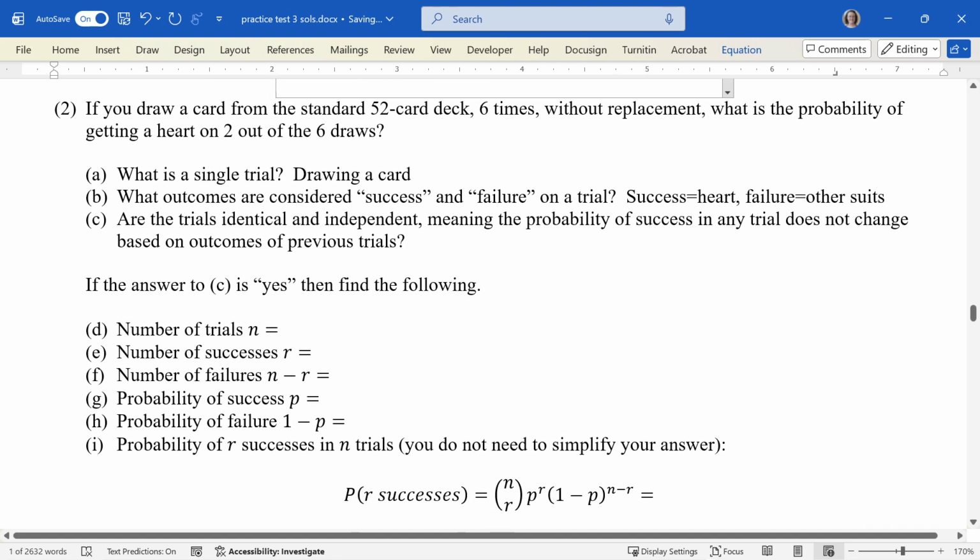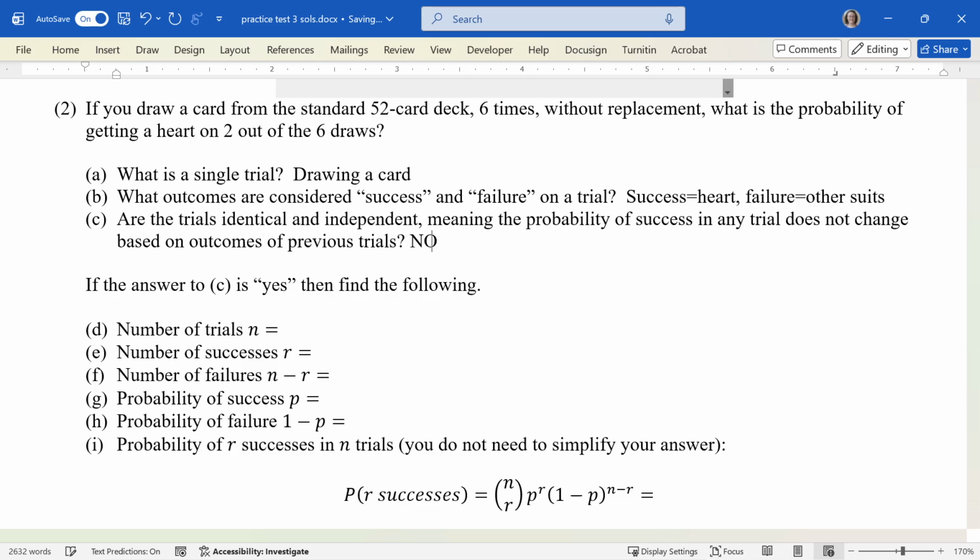All right, so already I think I can tell these are not identical trials because I am not replacing the cards. So if I'm not replacing the cards, then I'm drawing out of a different deck each of those 6 times. And whatever happens on the first trial does change the probability of a heart on the second trial. So this is a big old no here. Probability changes based on results of previous trials.